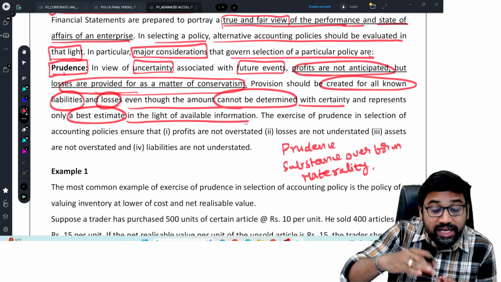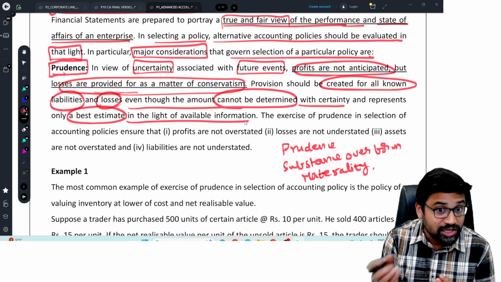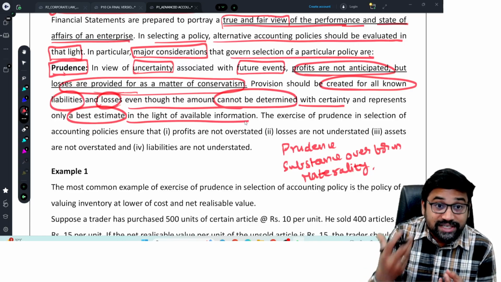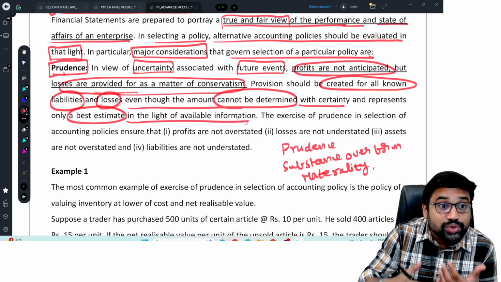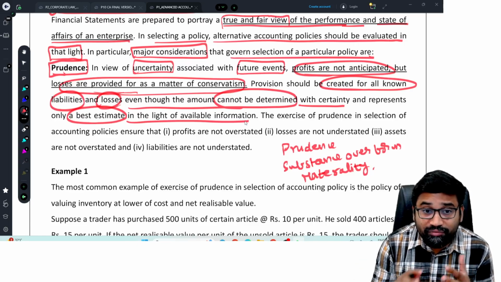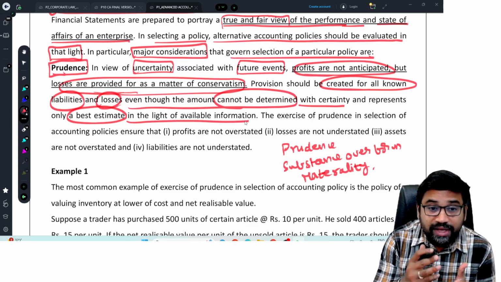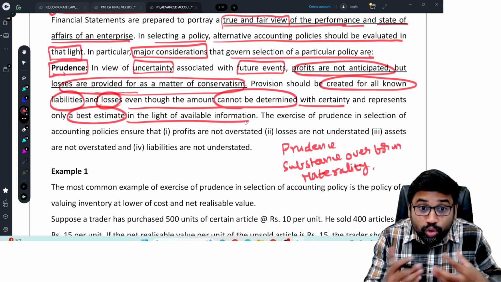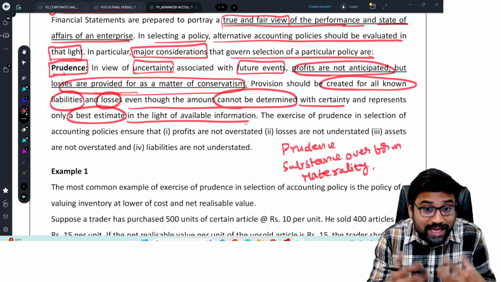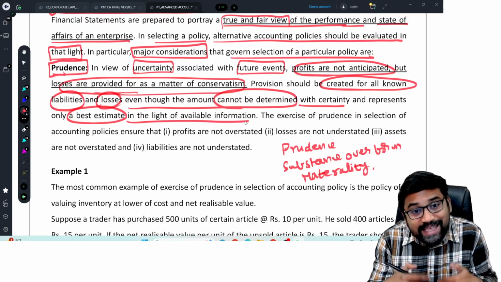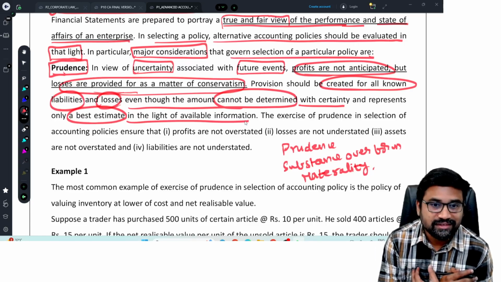Provision should be recognized for all known liabilities and losses, even though the amount cannot be determined with certainty, and it represents only an estimate in the light of available information. That means when it comes to losses and liabilities, even though you don't know how much the liability is or how much loss you are going to incur, no need, you just estimate it and recognize it.